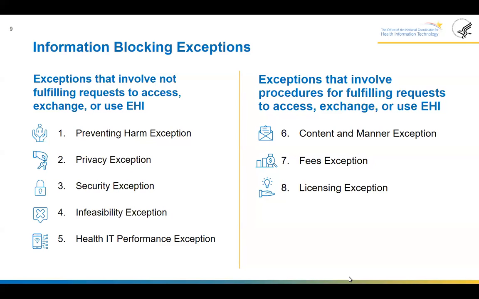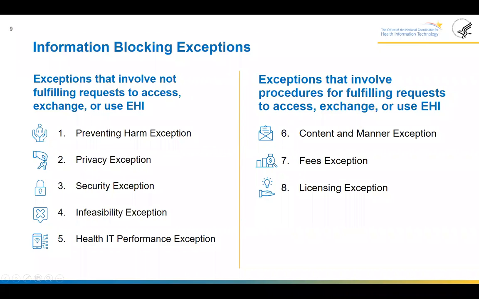So on the left-hand side of your screen are exceptions that involve not fulfilling requests to access, exchange, or use EHI, and those are finalized in section 171.201 through 205. And on the right-hand side of your screen are exceptions that involve procedures for fulfilling requests to access, exchange, or use EHI, which are finalized in sections 171.301 through 303. All right, so I'm going to jump into the exceptions now.